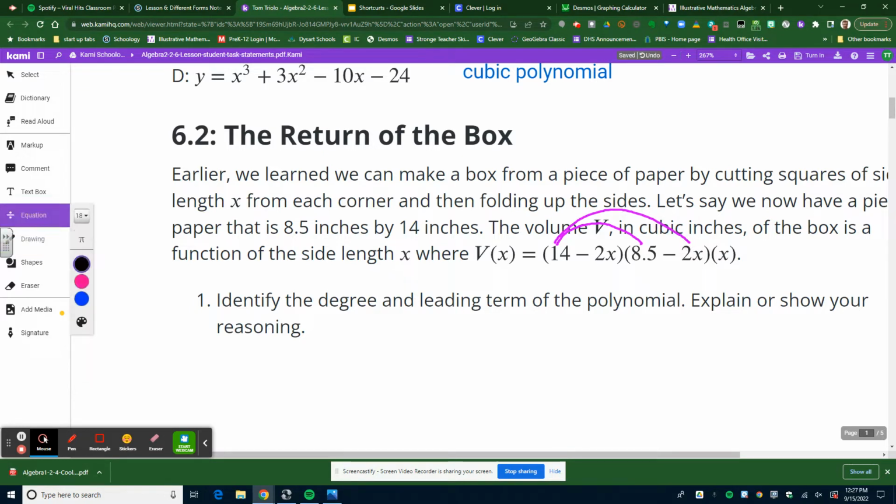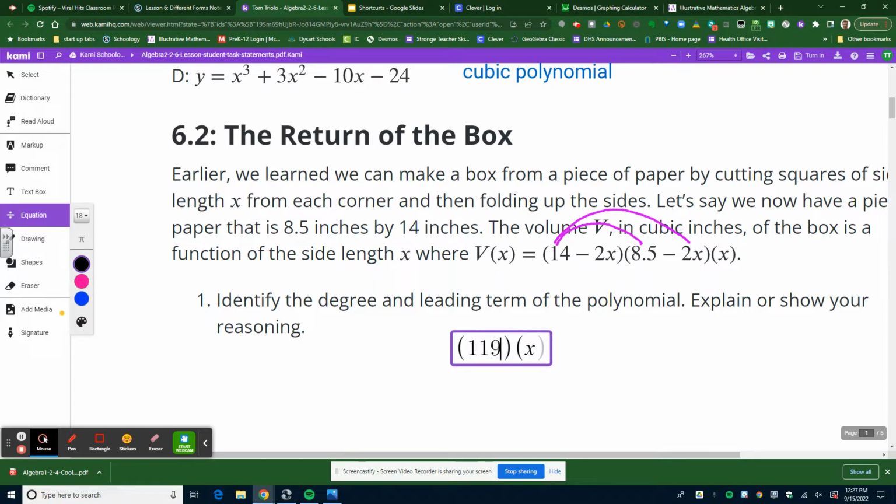So I'm going to make a little equation down here. I'm going to put in parentheses, close the parentheses and open a new one and put the x in there to remind me I still have to multiply by x on the end. Okay? So 14 times 8.5, what's that, 119? So 119, that goes inside parentheses.